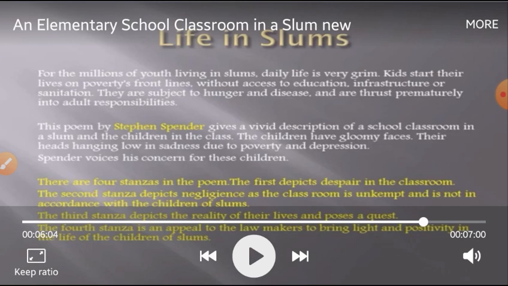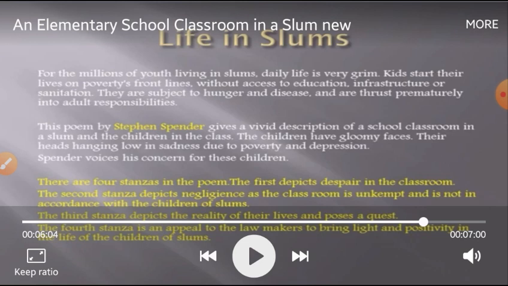The first stanza depicts despair in the classroom. You will see that the children have been introduced who are sitting and they are attending this classroom. Their health condition is very poor. There is dullness on their faces. They are malnourished. Their entire body is untidy, right? So that is the situation here. The children have been introduced to us.